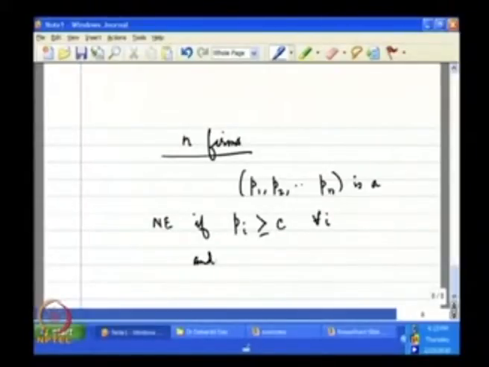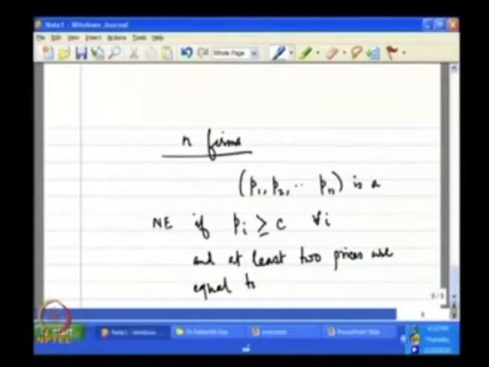So, here we have a general case, n firms are there, and what we need to show is that P1, P2, Pn is a Nash equilibrium if all the Pi's are either equal to C or more than C for all i, and at least 2 prices are equal to C.